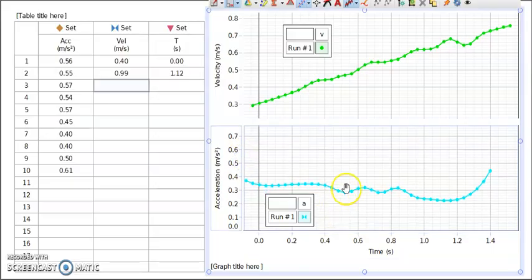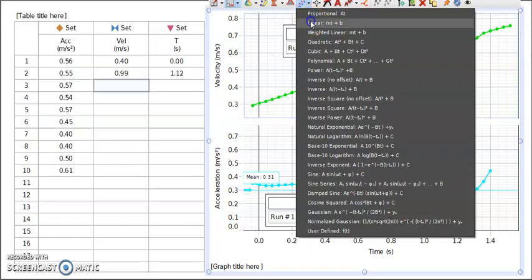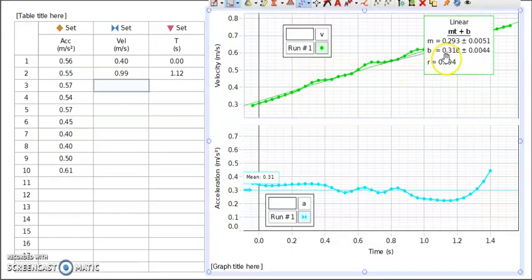So first off, what is the average acceleration? Let's use the statistics function. And we see the average acceleration is 0.31. What is the average acceleration from the velocity graph? We'll use the line fit. And we see the slope is 0.32. So that sounds like a pretty good agreement.